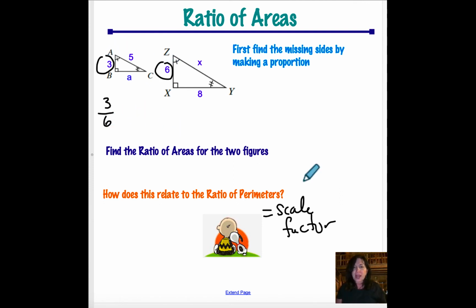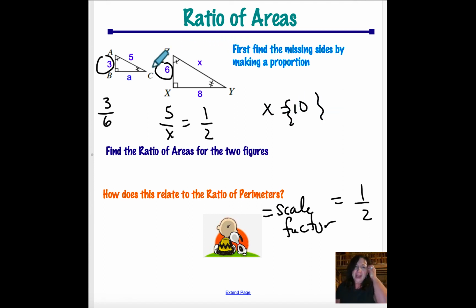So my scale factor for this problem is 1/2. 3:6, which is 1/2. So in order to find x, I'm going to go 5:x as 1:2. I'm going to cross multiply. I get x equals 10. So we have x. Now we have to find a.